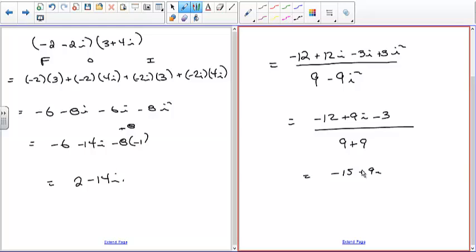plus 9i over 18. And then finally, if you have a common factor that you can simplify, you can see each one of these is divisible by 3. So we divide 15 by 3, we divide 9 by 3, we divide 18 by 3, and there we go, this final answer. So don't forget to simplify it afterwards.